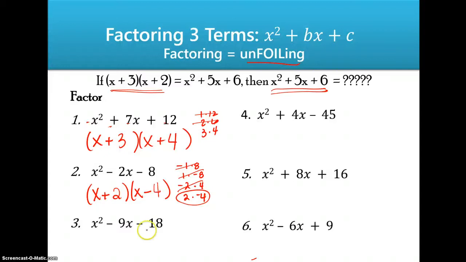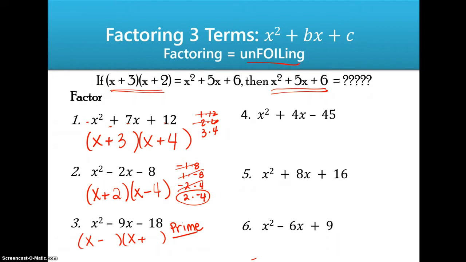Number 3, we're going to start to do some of this in our head now. What multiplies to negative 18 and adds to negative 9? Okay? Well, let's check it out. If I have negative 18, that means my signs are different. X minus, x plus. Factors of negative 18 are negative 1 and 18, 1 and negative 18, negative 3 and 6, 3 and negative 6, 2 and 9. So I start thinking about those and I realize none of those add to negative 9. The answer here is prime, which means this is not factorable.